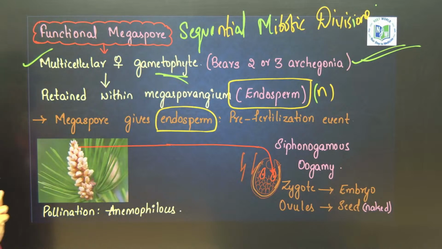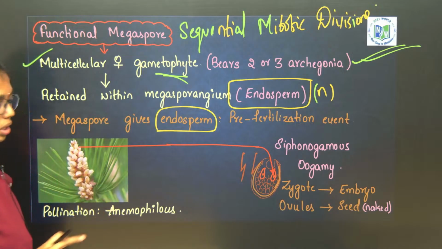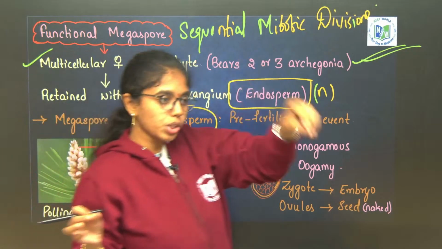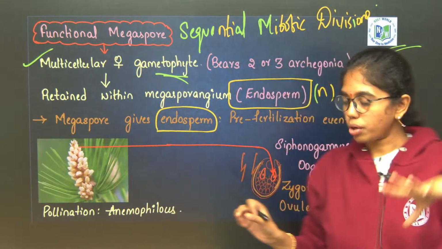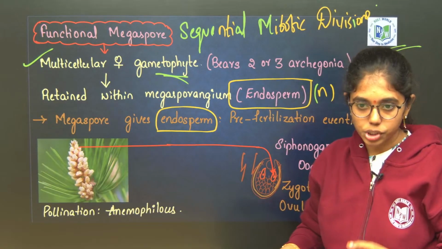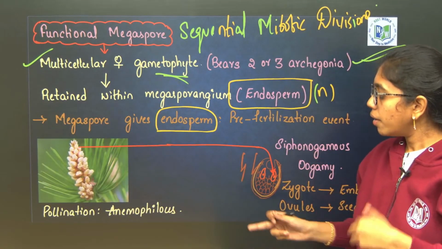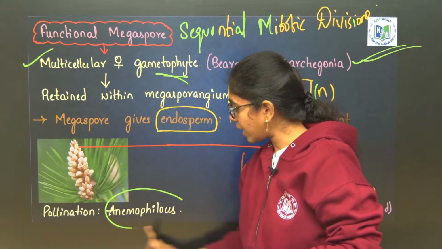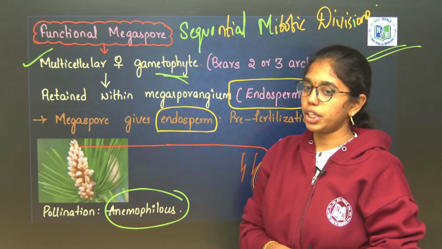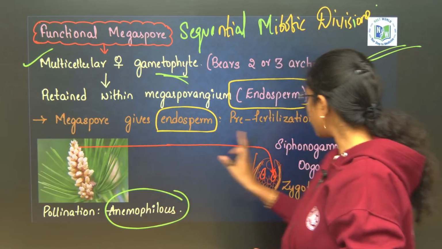Now pollination. For the process of fertilization, first pollen grains have to reach what? The egg cell. Yes or no? So they will reach the egg cell through various agents of pollination. The most widely used agent among the abiotic agents of pollination is anemophily, that is wind pollination, through which pollen grains will reach what?